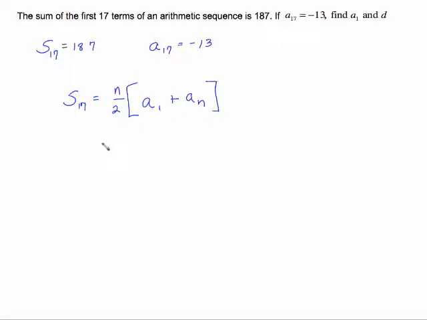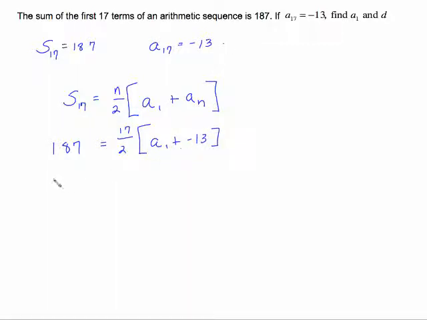So let's start plugging in. S sub 17 is 187. N is 17 because we want the sum of the first 17 terms, and we know the 17th term is negative 13, so that means n is 17. A sub 1 is what we don't know. A sub n is this right here, which is negative 13.